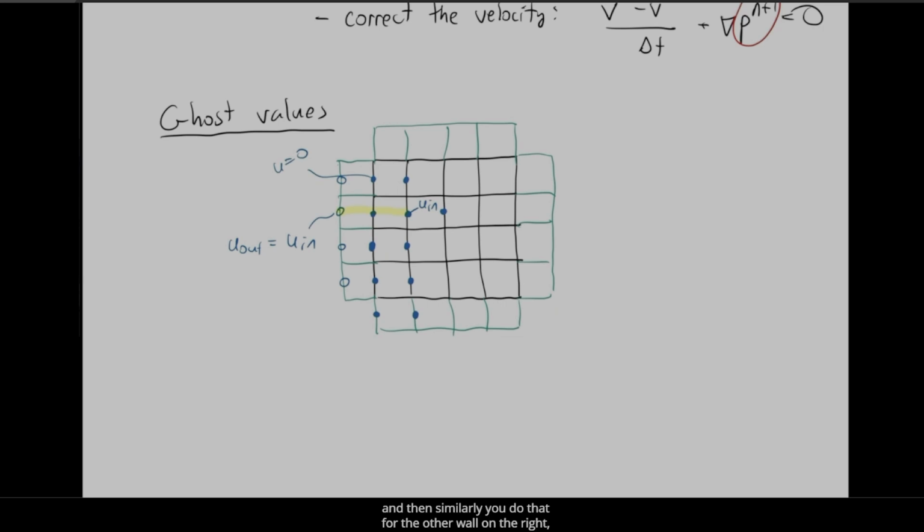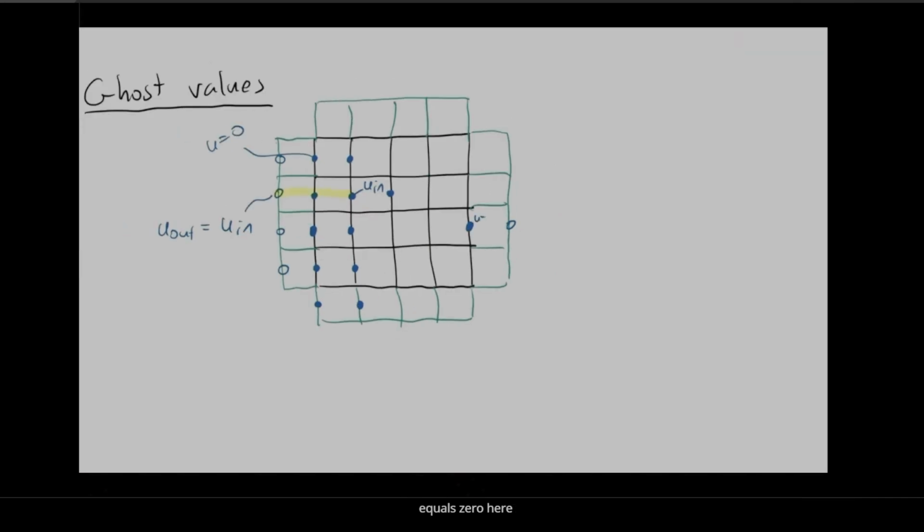And then similarly, you do that for the other wall on the right. So actually, I'll just be explicit for that. If we have a value here, that one's 0, so u equals 0 here. And this is, let's say, my u in value. Then here, u out is also equal to u in. But on horizontal walls, it depends on the velocity of the wall.